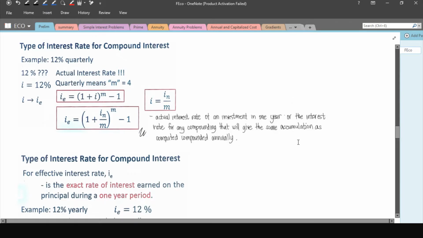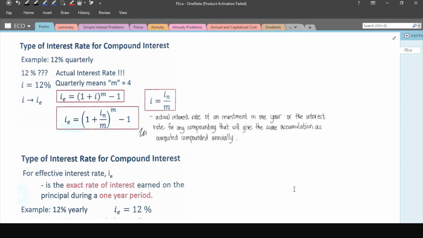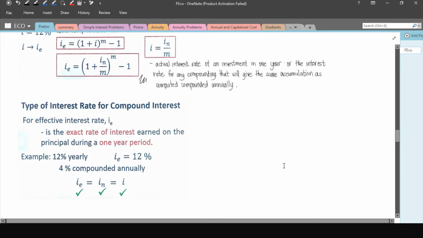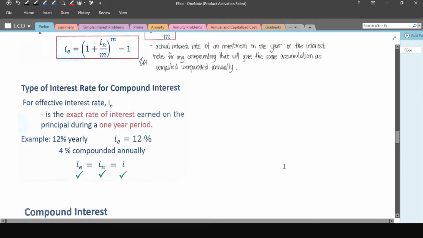Now, the actual interest rate of an investment in 1 year or the interest rate for any compounded that will give the same accumulation as computed annually, that is effective rate of interest. You will turn your compounding in any mode into a year's term. Okay, yun ang effective. Ibig sabihin, mahabang tawag, effective interest rate of a year. Okay. For effective interest rate, it is the exact rate of interest earned on the principal during 1 year. Okay?